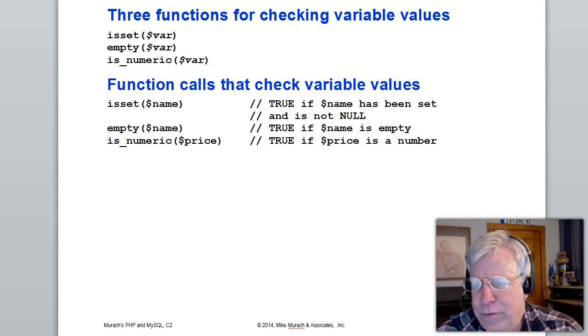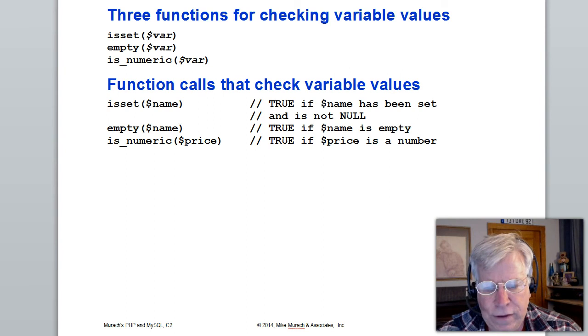Is there a value? Isset is true if name has been set. Empty is true if it has not been set. And is_numeric is true if $price is numeric. So these are some built-in functions that are available in PHP. A lot of times we use functions like this.